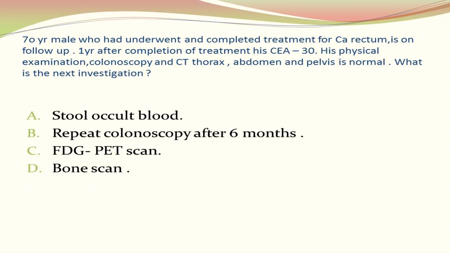Next question, 70-year-old male who had underwent a complete treatment for a CA rectum is on follow-up. 1 year after completion of treatment, his CA is 30. His physical examination and colonoscopy and everything has come back to normal. What is the next line of investigation? Stool occult blood, repeat colonoscopy, PET scan and bone scan.